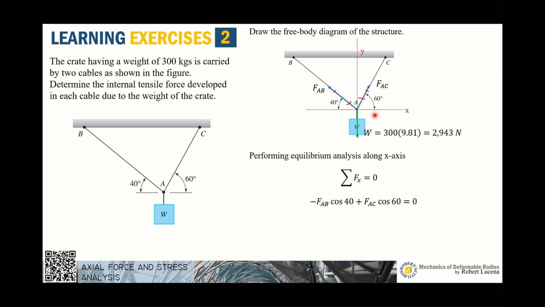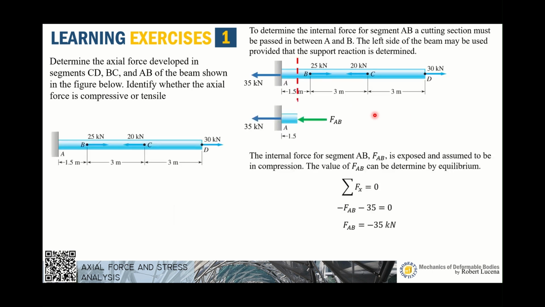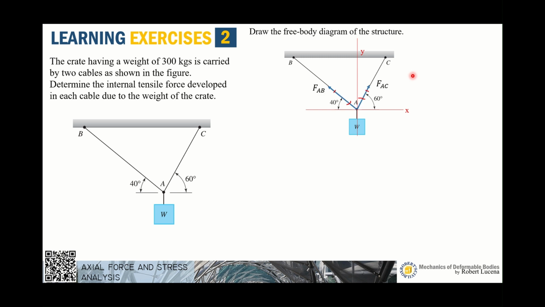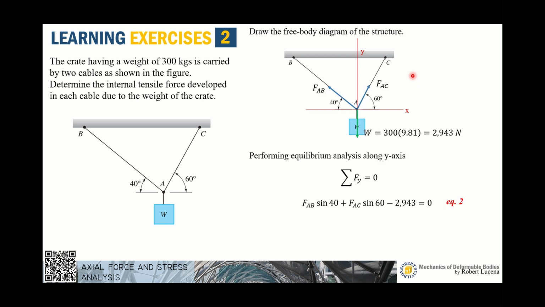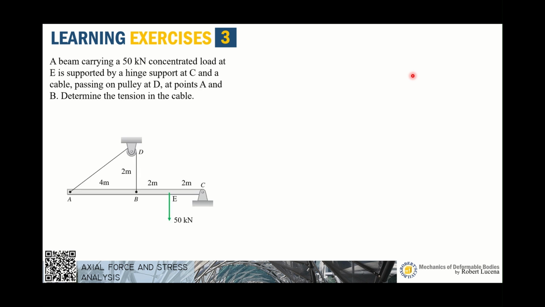Just like what we did in the previous problem where we determined the internal reaction for segments AB, BC, and CD. Let's have a sample that involves a non-concurrent coplanar force system like this one. We have a beam carrying a 50 kilonewton concentrated load at E, and it is supported by a hinge at C and a cable passing over a pulley at B, attached at points A and B. We are to determine the tension in the cable.